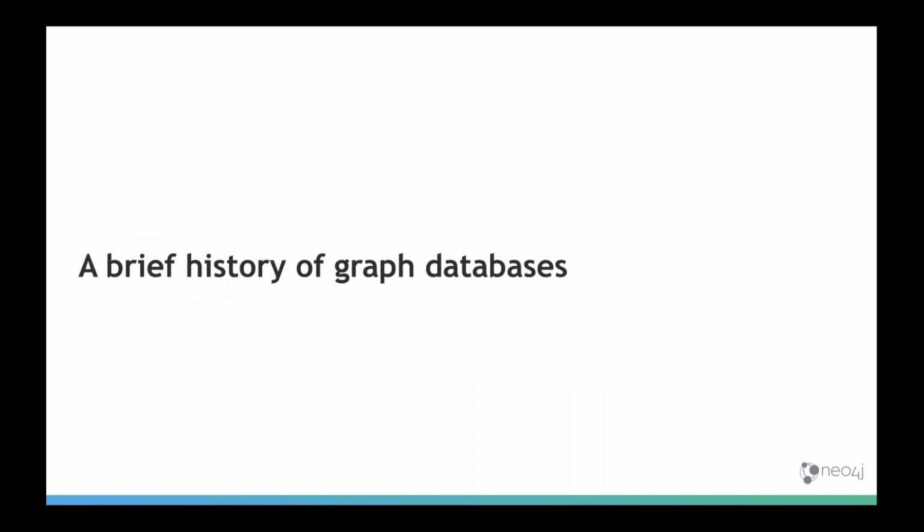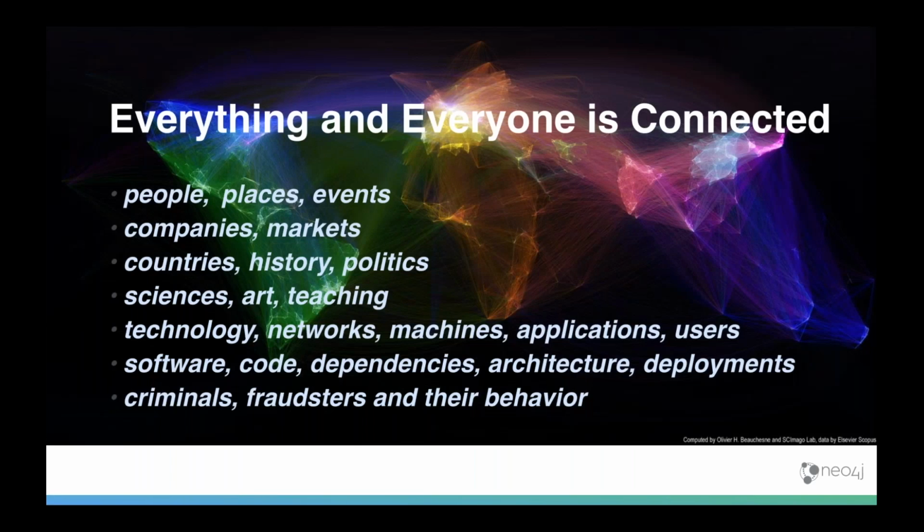So a brief history of graph databases. We at Neo4j believe that everything and everyone is connected. And here we mention a few domains such as people, companies, countries, sciences, technology, software, and criminals. And it's interesting to understand how data is connected within those domains, but it's also very interesting to see how data connect the different domains to each other. And Neo4j exists to help the world make sense of data.